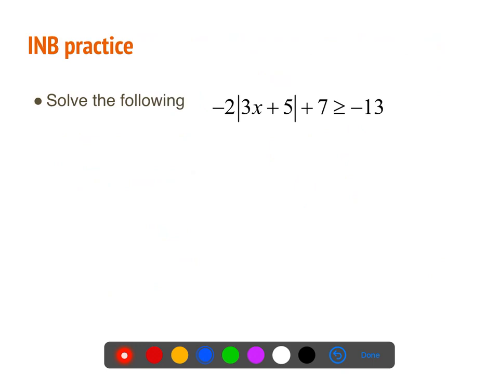All right, now you try one of these in your interactive notebook. You're going to go on the left side of your page. You're going to isolate the absolute value. You're going to figure out, is he a conjunction or a disjunction? And solve him and graph him. Good luck.